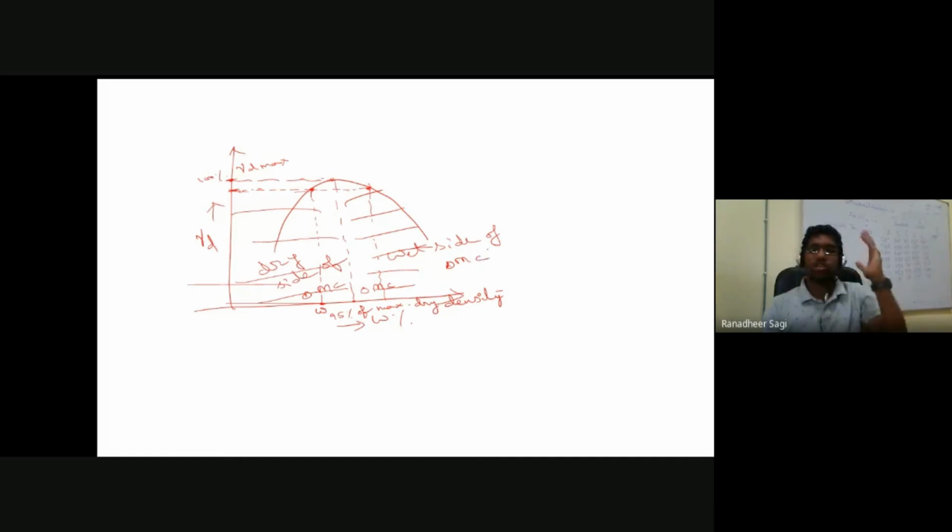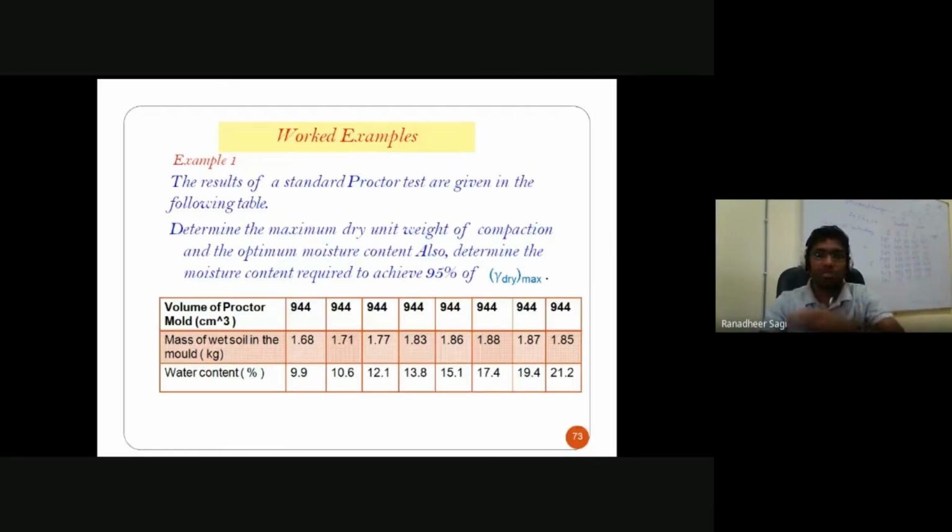Okay, the portion of your compaction curve to the left of your OMC, we call the dry side of OMC, and the portion of the compaction curve on the right side of your OMC, we call the wet side of your OMC. Okay, so that's how I can solve this particular problem, whatever is given here.